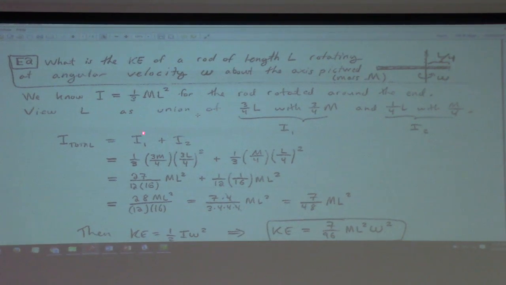So really I just have to figure out what's the moment of inertia for the right half versus the left half. So again, it goes back to 1/3 ml squared we derived last class, right? And so the L is L over 4, and that has a quarter of the mass. The other one has an L, quote unquote, of 3L over 4, and it has 3/4 of the mass. And so I add those together, that gives me the total inertia, 7/48 ml squared, and then the kinetic energy is 1/2 I omega squared, which is 7/96 ml squared omega squared.